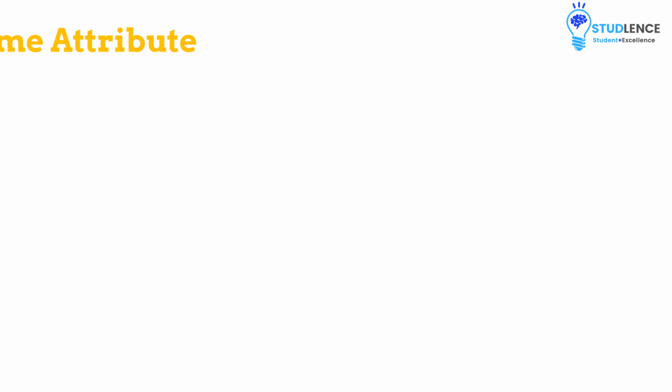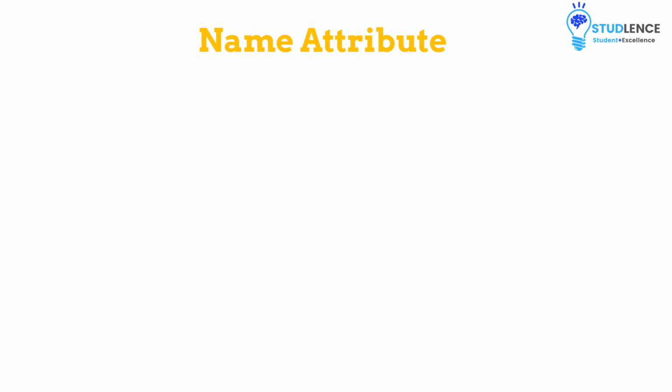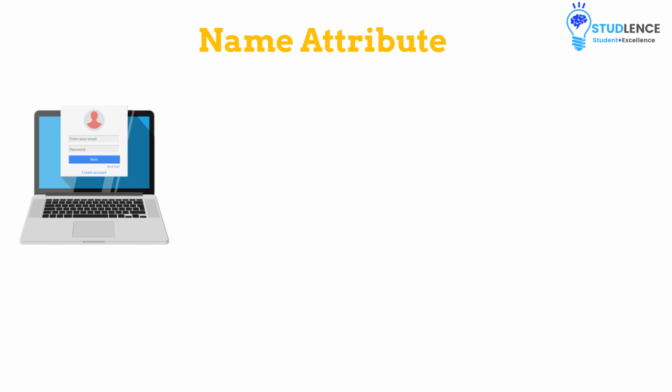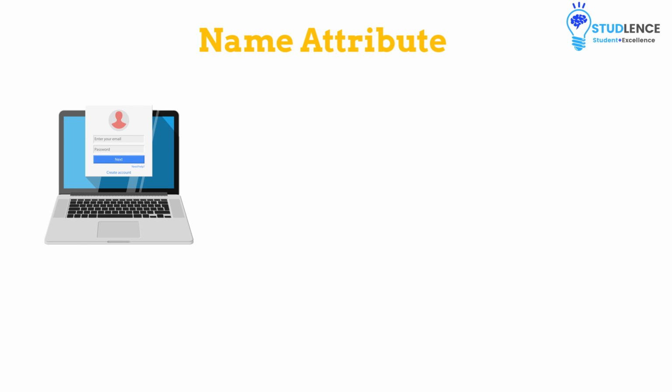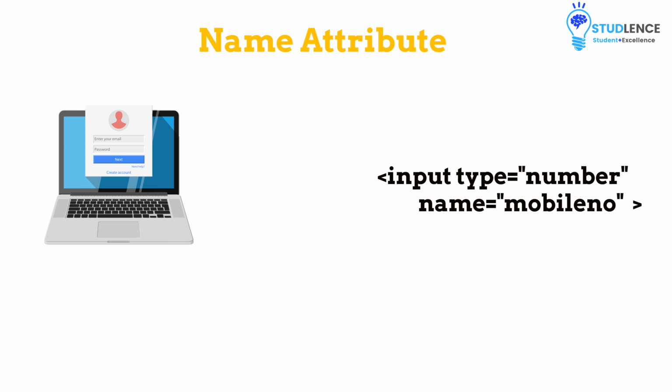At last we have the name attribute. The main work of this attribute is that whenever we enter data in our form, this data goes along with the specific name. As over here we can see that we have mobile number as the name, so whatever mobile number we enter goes directly to the database.